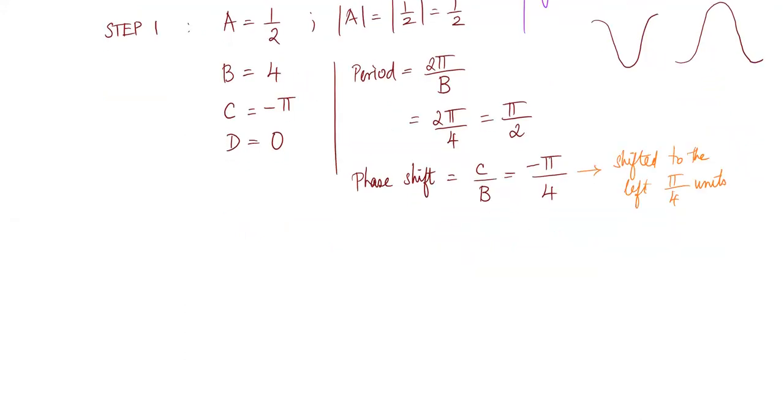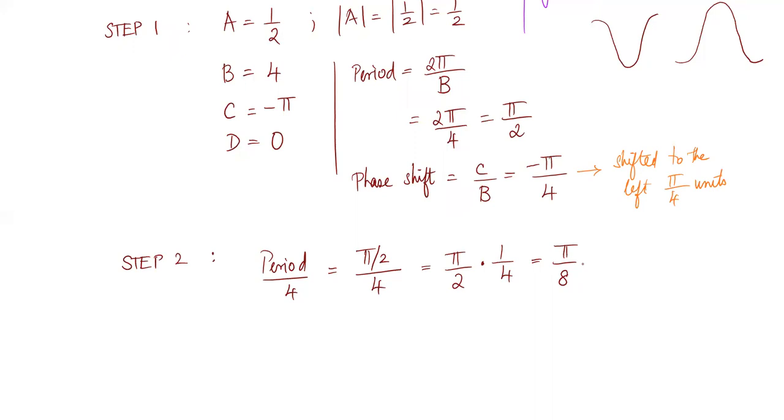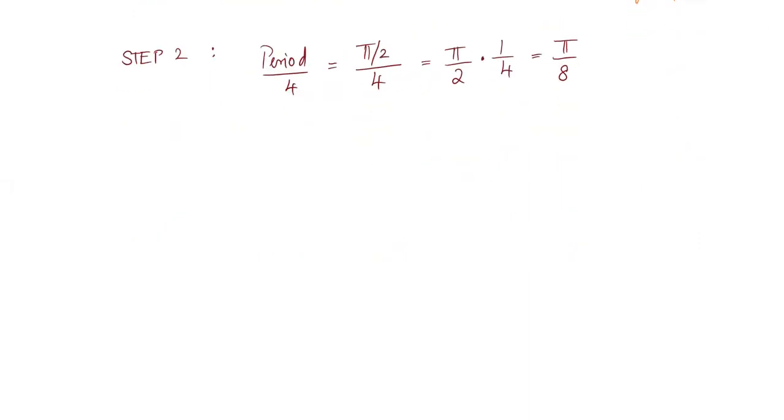Step 2. Period over 4 is pi over 2 over the 4. It's a complex fraction. Make sure you flip the denominator and multiply. So that comes out as pi over 8. Interesting. So your graph, the period is pi over 8. So this whole thing, this one period must be fitted within that pi over 8. It's going to be really compressed. You can expect that.